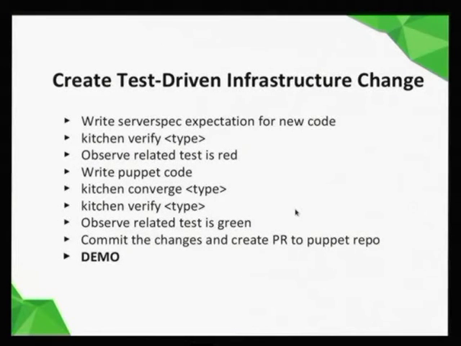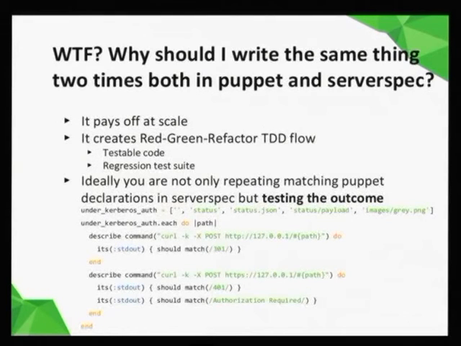So again, standard red-green-refactor thing applied to infrastructure code, as you can see. The question I frequently get after showing this is why you should write the same thing in both Puppet and some kind of testing tool, like Serverspec in this example.